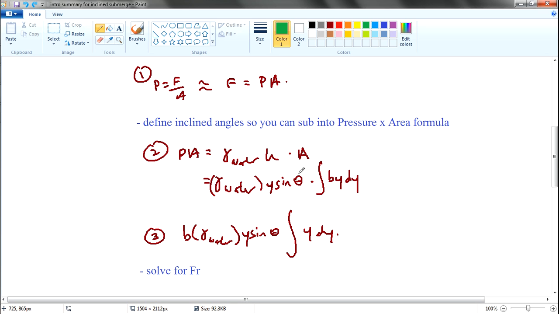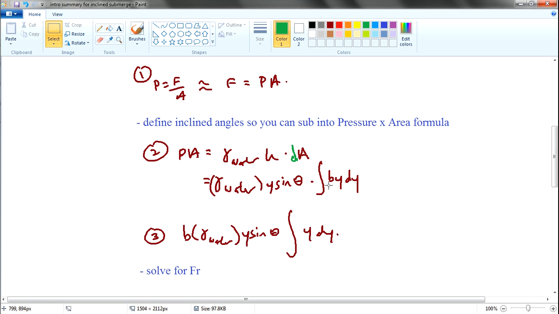So the area itself can be expanded in terms of B dy. It's a small change of dy, so we can also say that this is actually dA. Okay, this is dA, the small change of area. So you give me a minute.